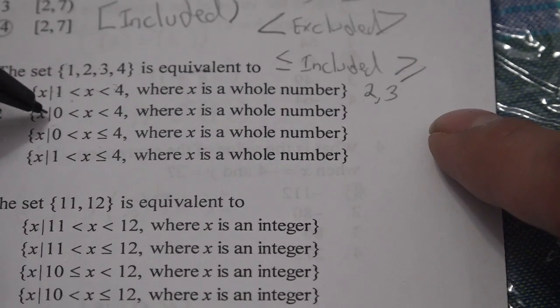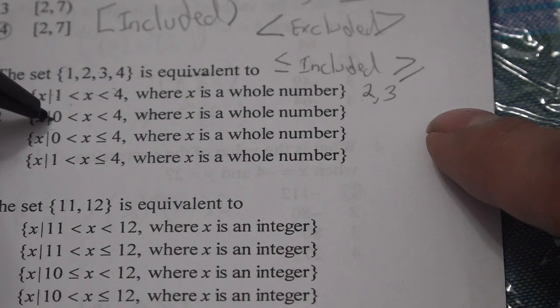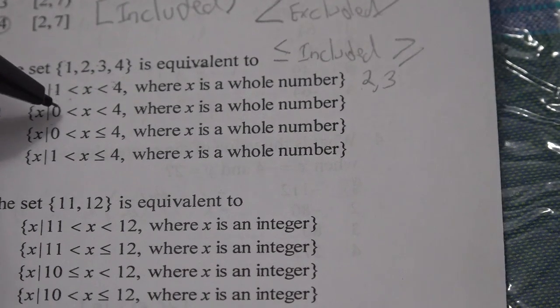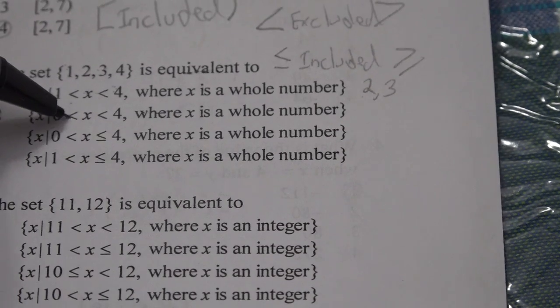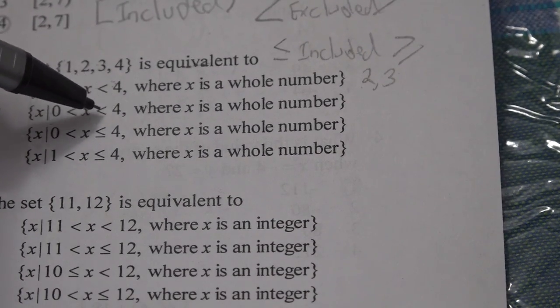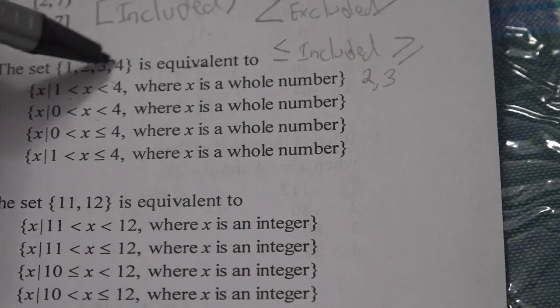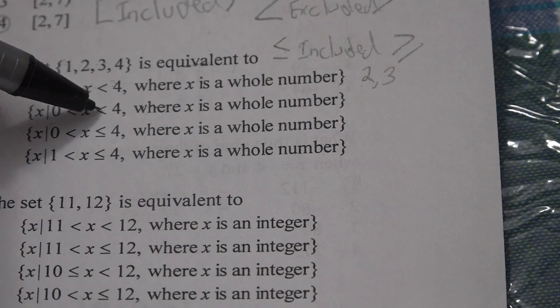So let's try it here. Is 0 included? No, but we don't need it. What we need is the 1. And guess what? The number right after the 0 is 1. So we have 1, 2, 3. Is 4 included? It's not. You see that? But I need the 4 in my set. So this cannot be the answer.